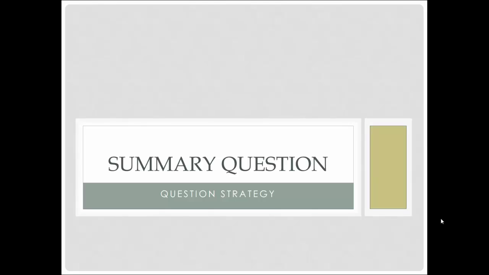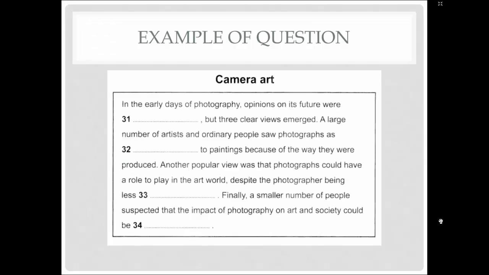So if you have a summary question, the information for number 25 might be found before the information for number 24 or before the information for number 23, because it's a summary. And so those are two of the things with a summary question that can make it a challenge for a lot of students.